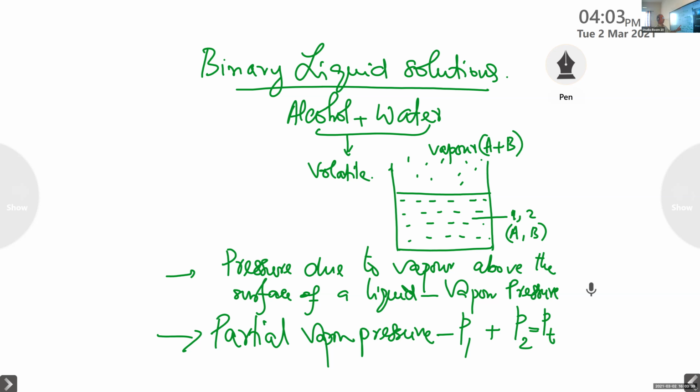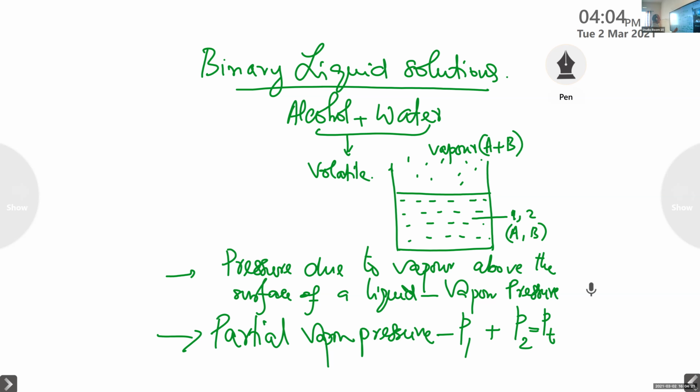Say we have two liquids, 1 and 2. The partial vapor pressure of component 1 is equal to P1. Partial vapor pressure of component 2 is equal to P2. Now the total vapor pressure of the vapor mixture, Pt, is equal to the sum of all the vapor pressures, that is P1 plus P2. So P total is equal to P1 plus P2, where P1 and P2 are the partial vapor pressures of the components 1 and 2.